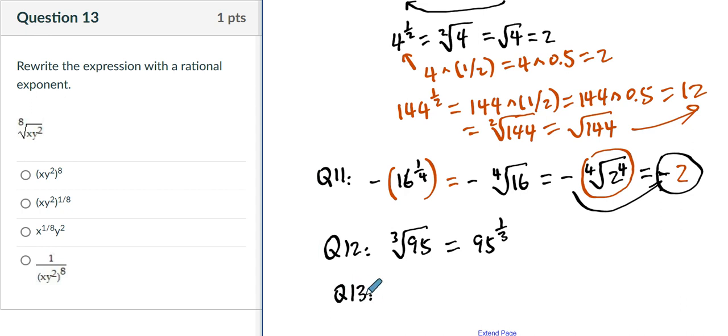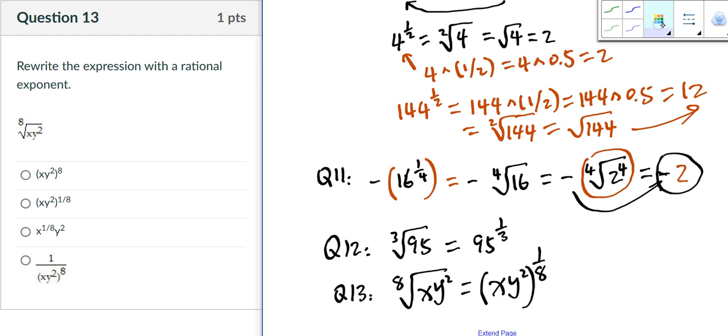Question 13, you have an 8th root of x times y squared. You know, that will be like x times y squared with parentheses to the 1/8. So in this case, the second one is the choice. Okay? You may do more, but it's not really necessary.